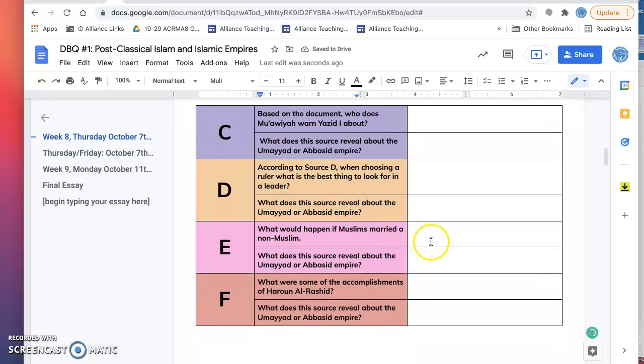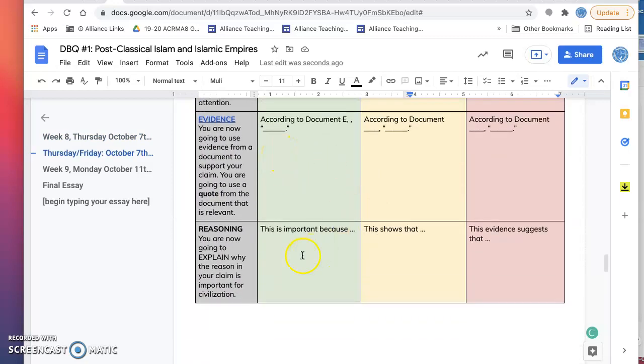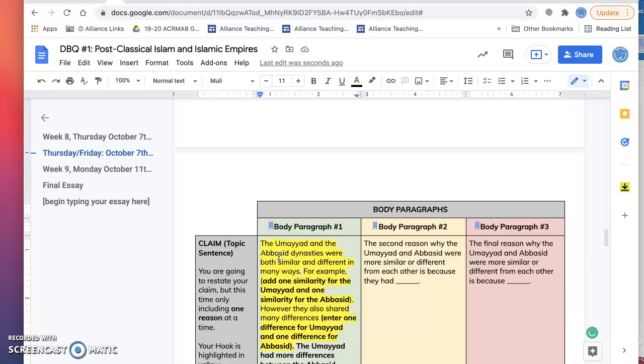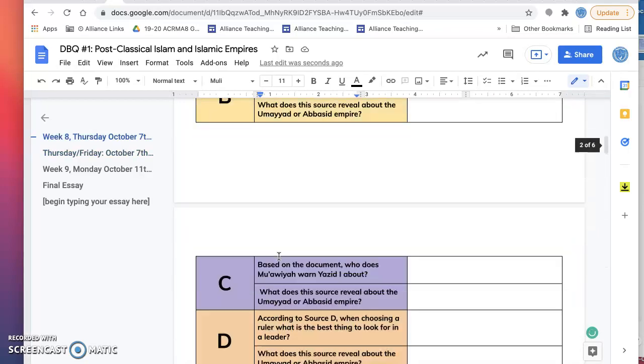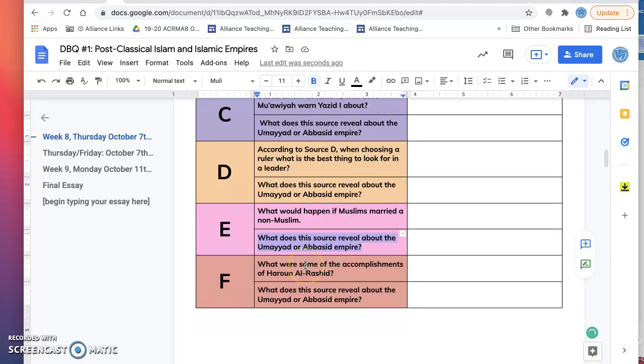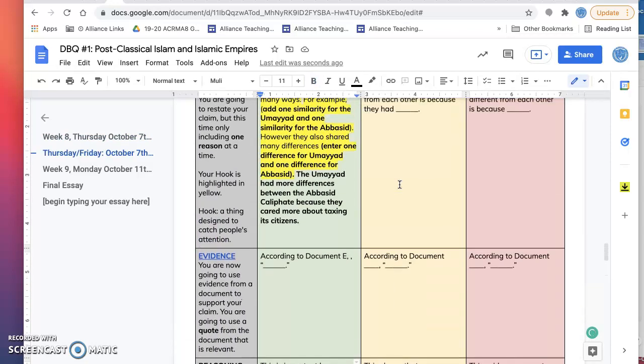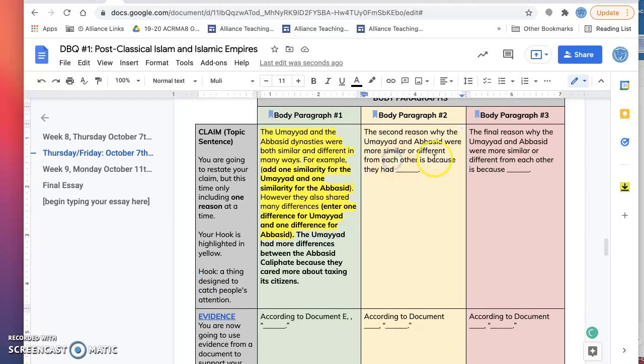You would copy whatever you write for this top part, because you already wrote it in your own words, and I would paste it down here. And then your reasoning, you're going to explain why. Your why is already done for you. Your why is right here. This question, what does this source reveal about the Umayyad or Abbasid right here? This is your why. So whatever you answer for that goes in this box. And then after that, you would just do the same thing for these next boxes.